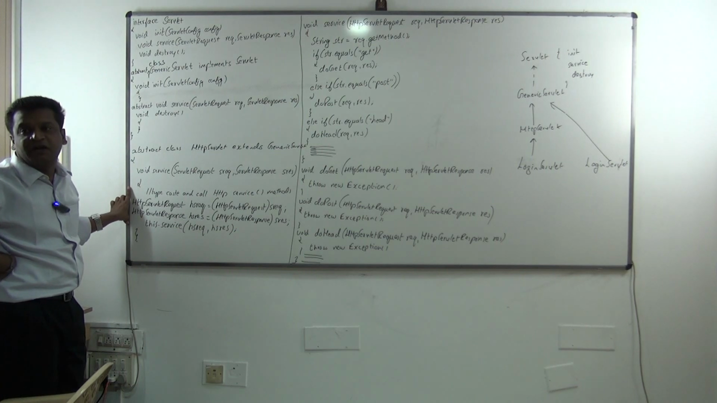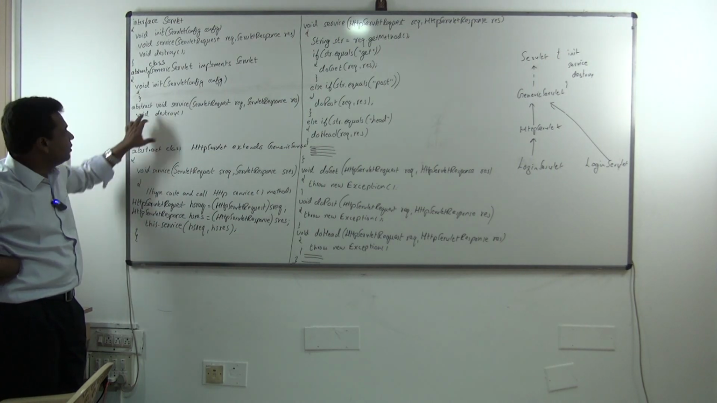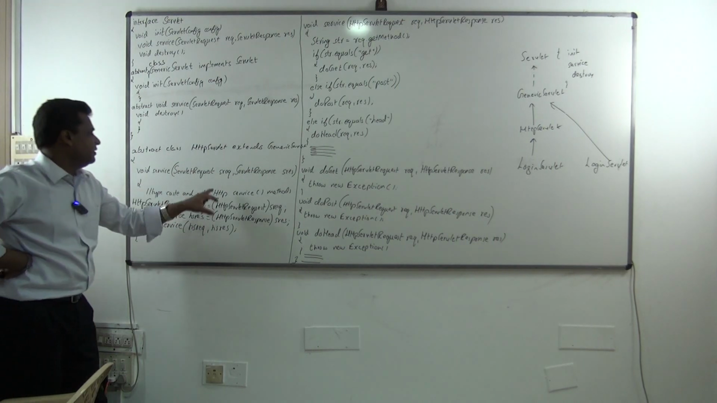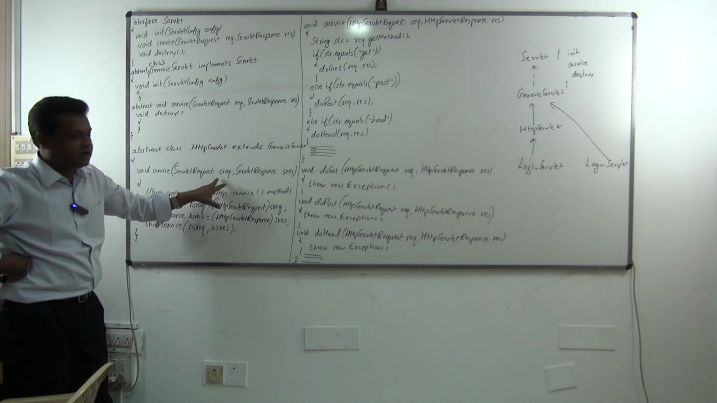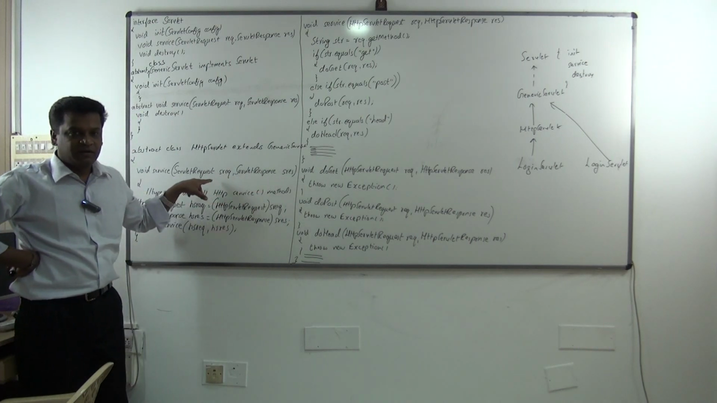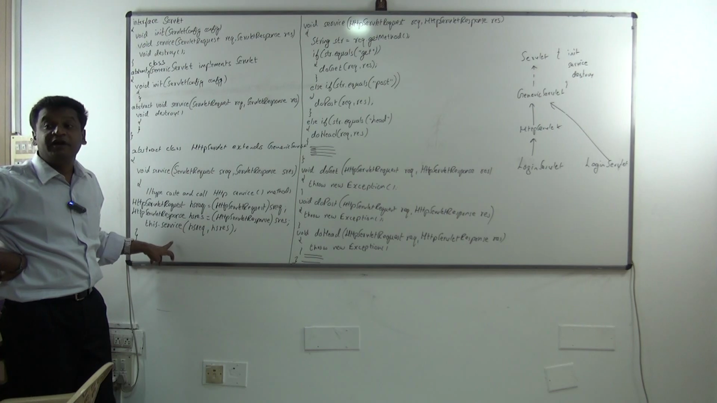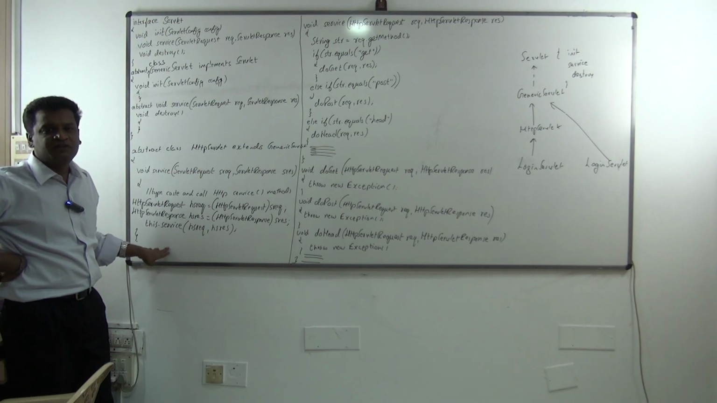When you extend an abstract class, what you have to do? You have to give the body for the abstract method. So you are overriding and giving the body for what? This service method. This is done. Okay. Now what is this service method trying to do? Notice, whatever parameters are there, it will typecast them to HttpServletRequest, and it will invoke which one? One more service method.